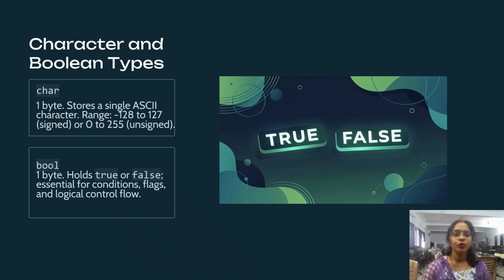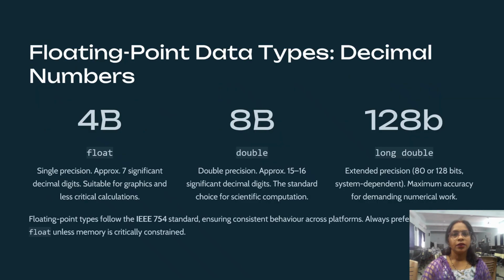Now, what are character and boolean types? Character stores a single character and uses 1 byte. It can be signed or unsigned. Boolean, as I already told you, stores true and false values, mainly used in conditions and decision-making statements. It holds 1 byte. Now next is the floating point data types. It takes 4 bytes for float, 8 bytes for double, and 16 bytes for long double. Generally we say that all this follows the IEEE 754 standard.